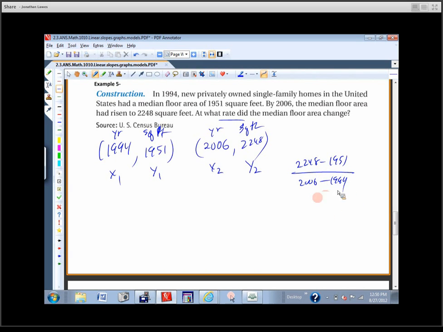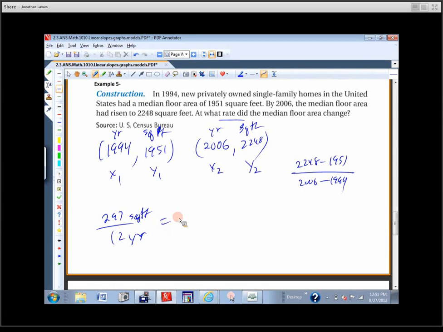Okay, that was 12 years that went by there. So the bottom is 12 years. Units are important there. And this was in square feet. What is 2248 minus 1951? I think it's 297. Yep. 297.